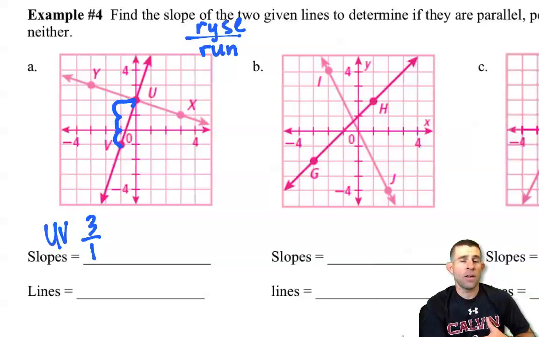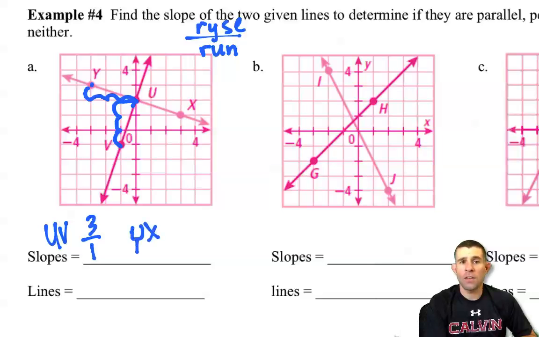Now let's try to find the slope of YX. So we're going to do our rise first, which it looks like it comes down 1, and then it's going to run 1, 2, 3. So YX here has a slope of negative 1 down and 3 over to the right. So you can see here that these are opposite reciprocals. So these two lines are going to be perpendicular to each other.